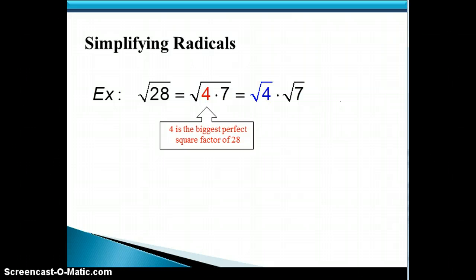and then we can use the product rule to split that apart into the square root of 4 times the square root of 7, and the square root of 4 is equal to 2, and so we replace the square root of 4 with a 2, and then we're simplified.